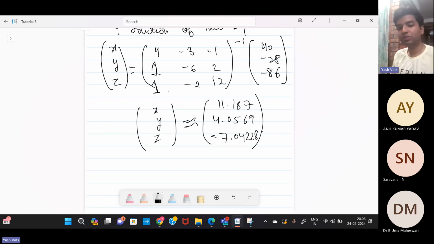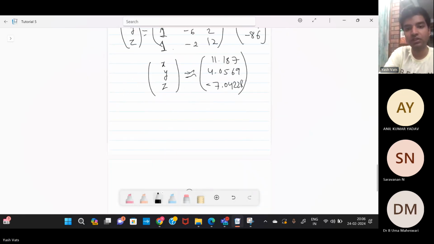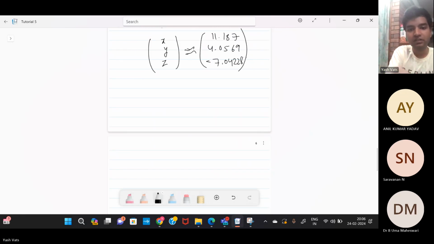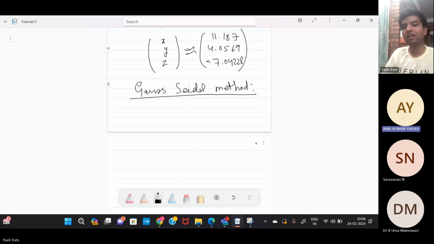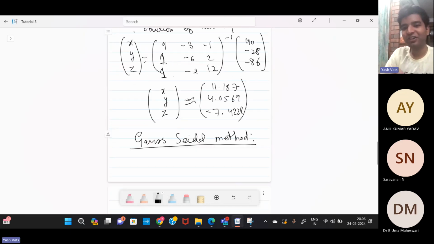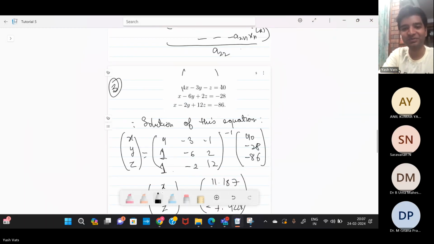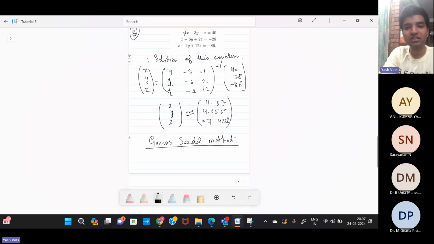Now we try to do it using the Gauss-Seidel method. Sir, it is 7.4228, not 7.0422. Are you sure? Yes, correct. So you computed it by hand or what? No, sir, by using MATLAB. Oh, okay.